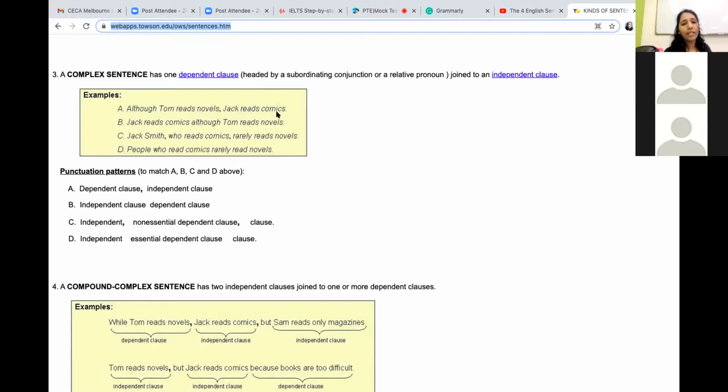The second way to write it is two clauses joined by just the subordinating conjunction, but there is no comma or no punctuation in between.